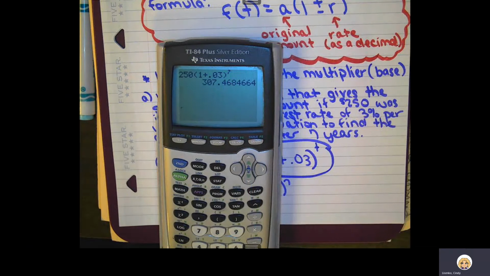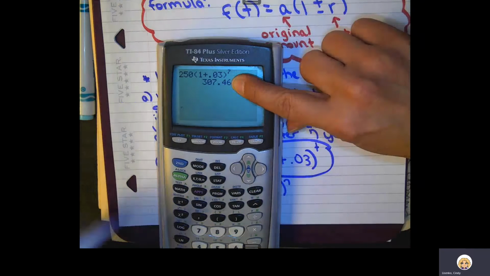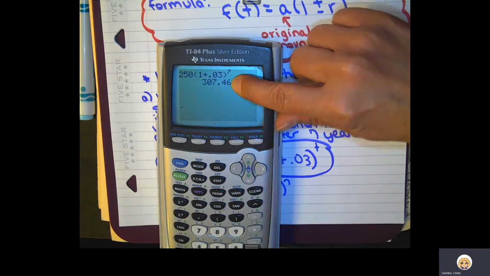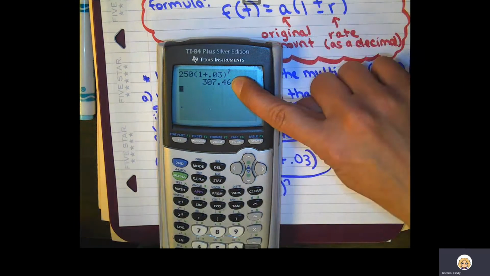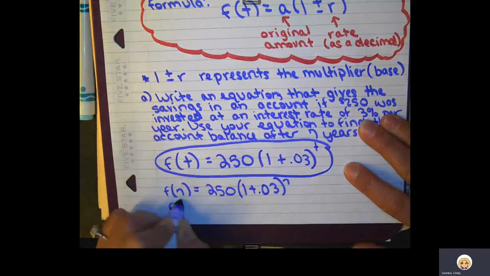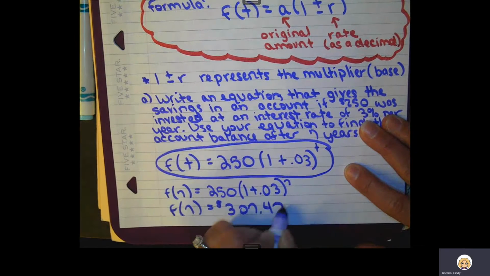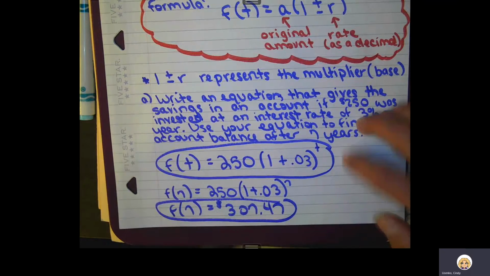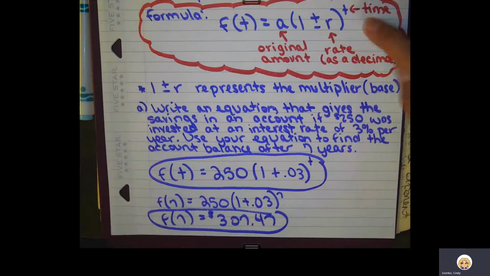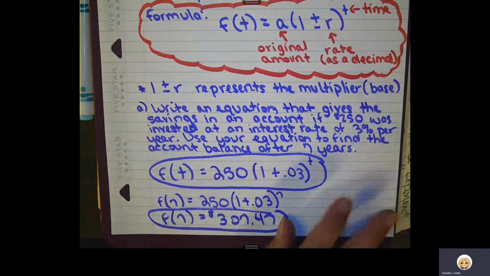Normally we wouldn't round unless it tells you to do so, but because we're talking about money, we're going to round right here. So if you look next to the 6, that is higher than 5, so this 46 becomes a 47. So our answer is going to be $307.47. So we're going to write f of 7 equals $307.47. So when we're using this formula, change your numbers, your original amount, your rate, and your time, and then you plug it into your calculator. One more, I'm going to flip to go to example B.